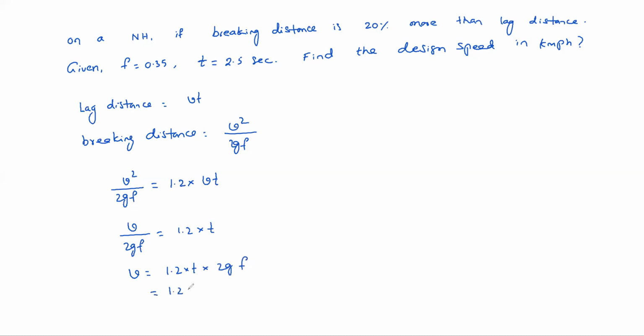That equals 1.2 into t, which is 2.5 seconds, into 2 into g 9.81 into f 0.35, which is equal to 1.2 into 2.5 into 2 into 9.81 into 0.35, 20.6 meter per second, which is equal to 20.6 multiplied by 3.6 equals 74.16 kmph. Okay, so 74.16 is the answer. So questions can be like this.